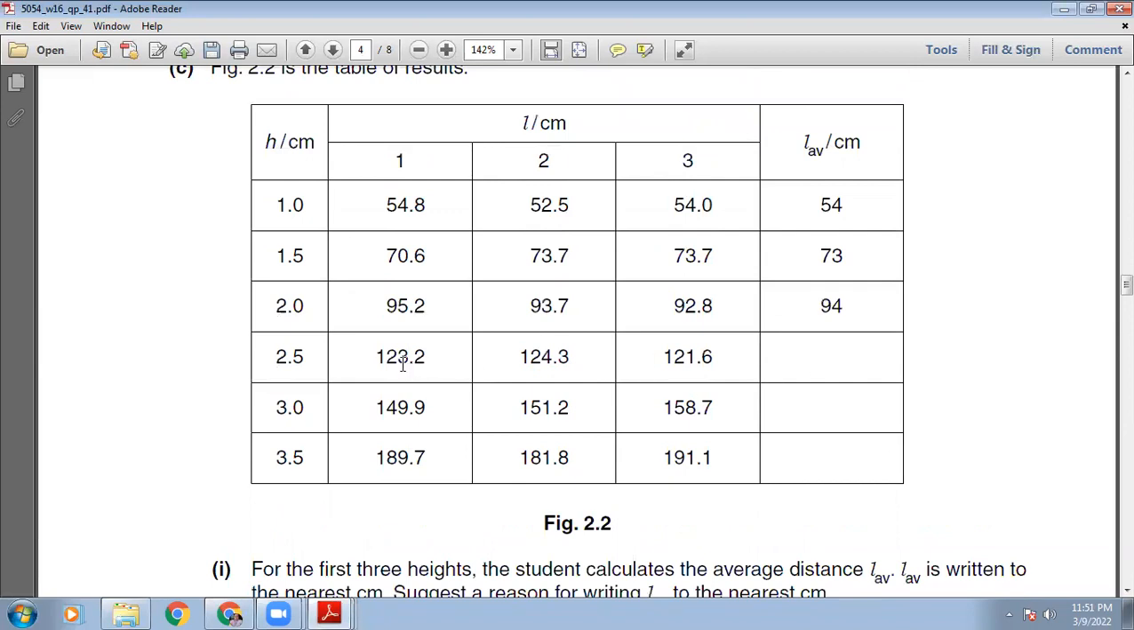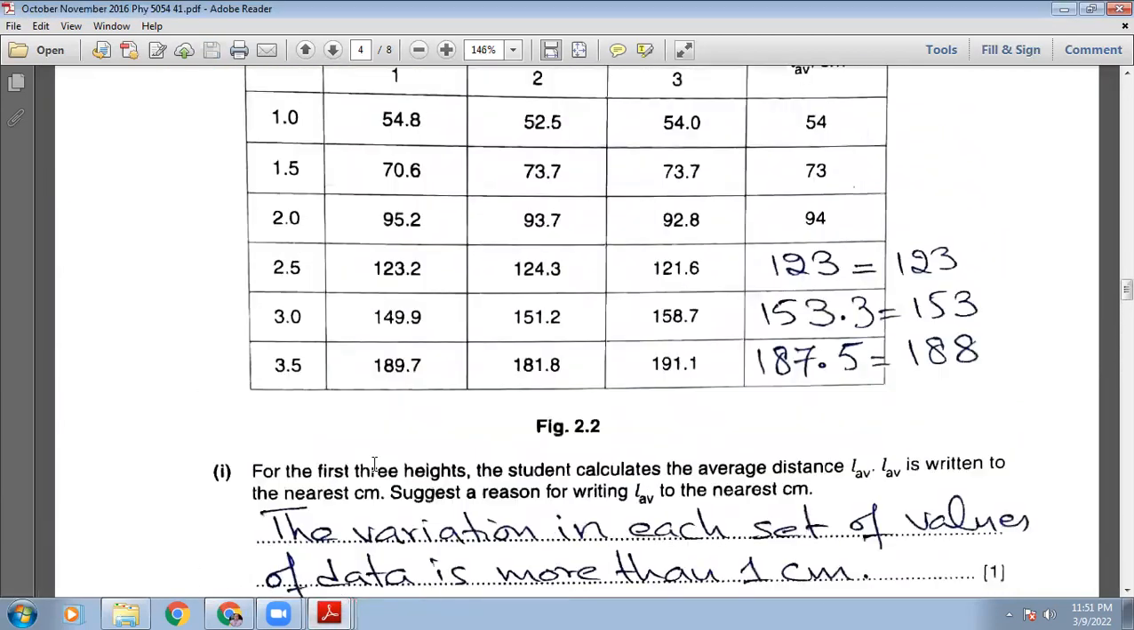In your calculator, you will add these three values, press equals, divided by 3, equals. So you will get the average, write it here. Add these three values, equals, divided by 3, equals, and write the average here. Do the same for the third set. So you will get the average of these three values. Let me show you, I have done this.